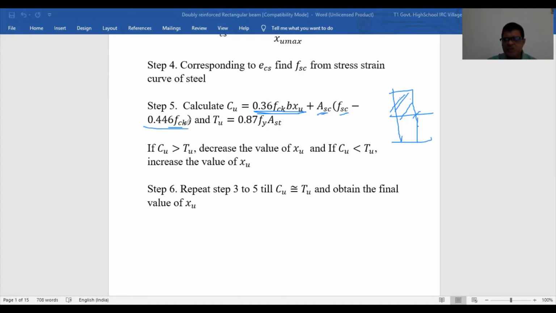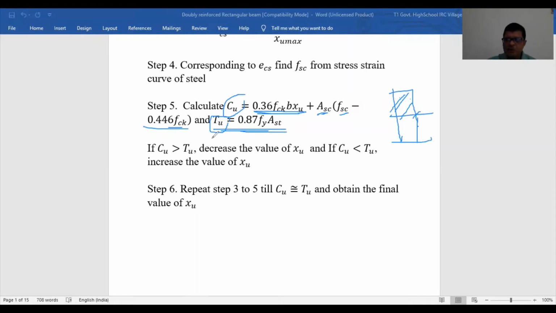That is due to your stress in concrete. And the tensile force is equal to 0.87 fy Ast. Now you compare Cu with Tu. If they are equal or nearly equal, then your assumption is correct and the first trial is okay. If it is not okay, then you see whether Cu is more than Tu or Cu is less than Tu.